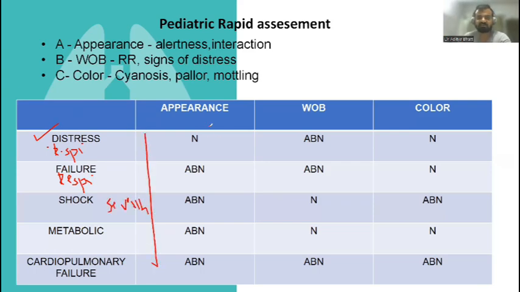In distress, the appearance is normal and work of breathing is increased while the color is normal. In failure, the work of breathing is also abnormal. The child is breathing heavily, and color is normal because again the work of breathing can compensate for the severity. While the appearance gets abnormal, the child gets lethargic and decreased intake is there. In shock, the color also goes away, and in metabolic involvement, the work of breathing and color are normal, but when you do ABG, you find acidosis. In cardiopulmonary failure, all 3 are abnormal.